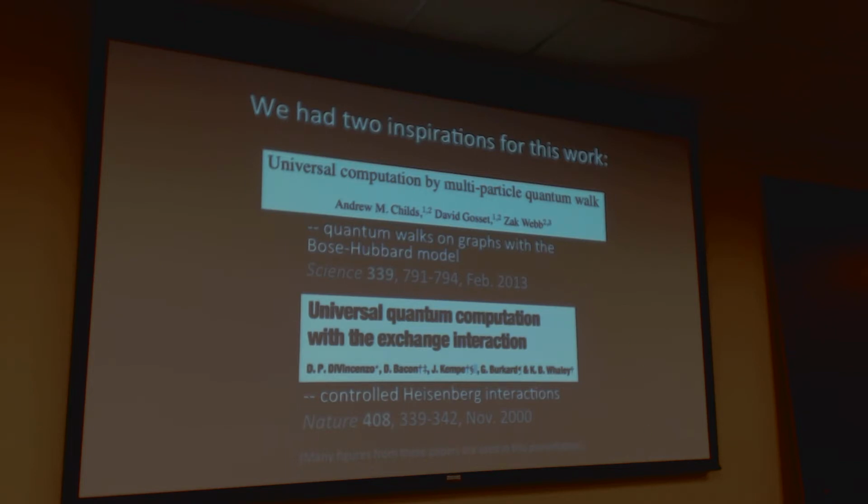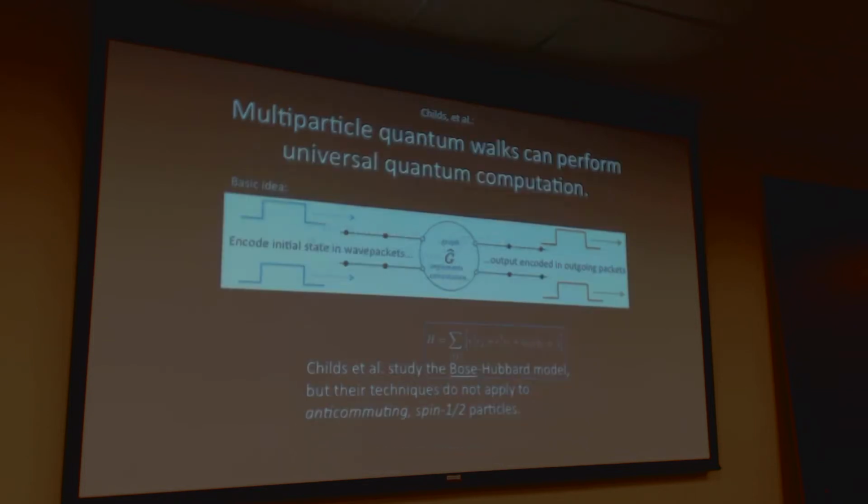And so the first is this idea of universal computation by multi-particle quantum walk by Andrew Childs et al. One of the main ideas that we got from this is that in this paper they explained that the Bose-Hubbard model is universal for quantum computation, but we're interested in the Fermi-Hubbard model, which we think is perhaps more relevant for many physical systems. And this other paper is by DiVincenzo et al. I'll describe the basic ideas that we use from these papers.